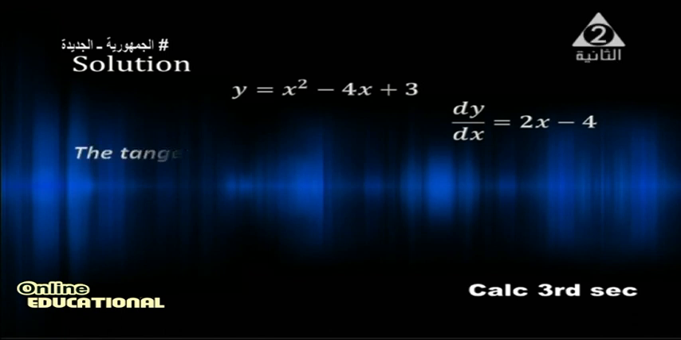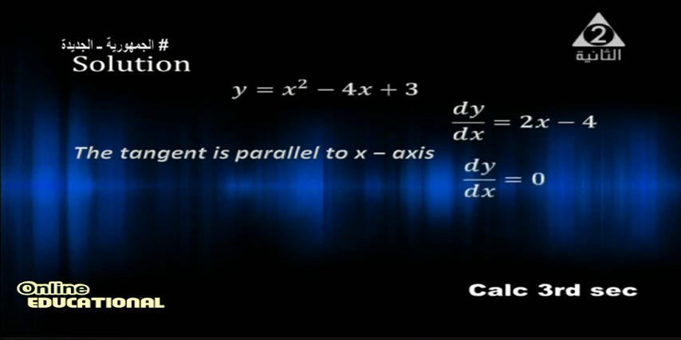Now, number 1, the tangent is parallel to the x-axis. Then dy/dx equals 0, because the slope of any straight line parallel to the x-axis equals the slope of the x-axis. What is the slope of the x-axis? The slope of the x-axis equals 0. Then dy by dx equals 0, and we get the equation 2x minus 4 equals 0. Then 2x equals 4 and x equals 2.